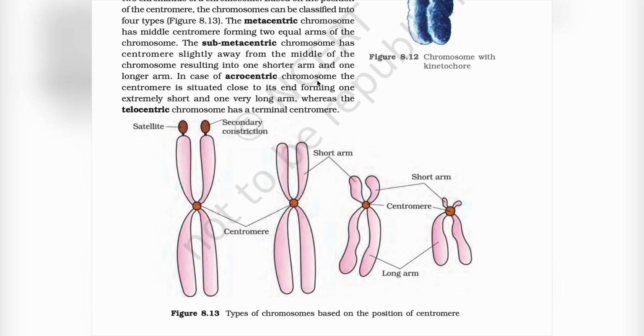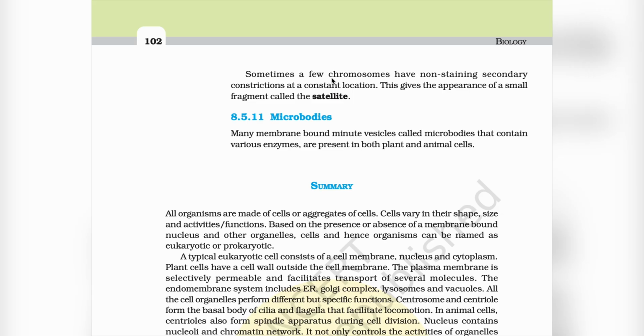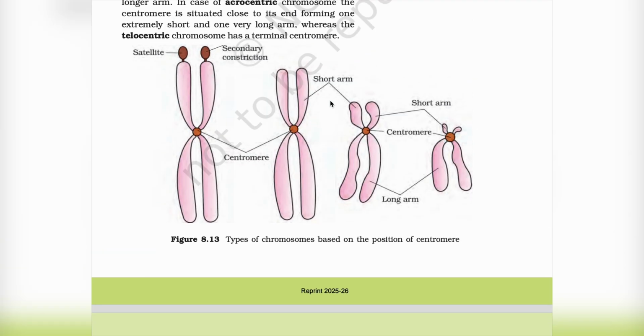In case of acrocentric chromosome, the centromere is situated close to its end, forming one extremely short and one very long arm. So this is the acrocentric, one very short arm, other very long arm. Whereas the telocentric chromosome has a terminal centromere. This is the telocentric chromosome and the centromere is terminal. Sometimes a few chromosomes have non-staining secondary constrictions at a constant location. This gives the appearance of a small fragment called the satellite, as can be seen here. This is the secondary constriction and this is looking like a satellite.